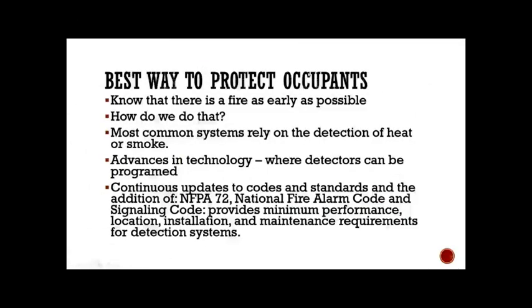And the best way, as we talk about protection systems, is to protect our occupants and know that there is a fire, and as early as possible we need to make sure that we notify the occupants. So how do we do this? Most common systems rely on the detection of heat and smoke. We know a heat detector and a smoke detector. But there have been so many advances in technology where detectors can be programmed to do many things.